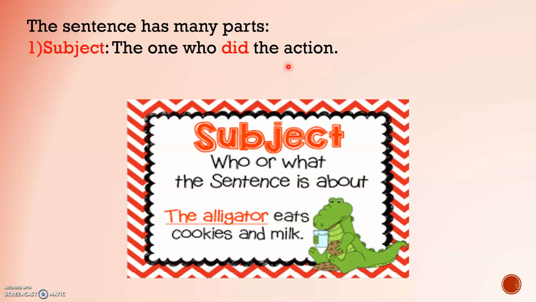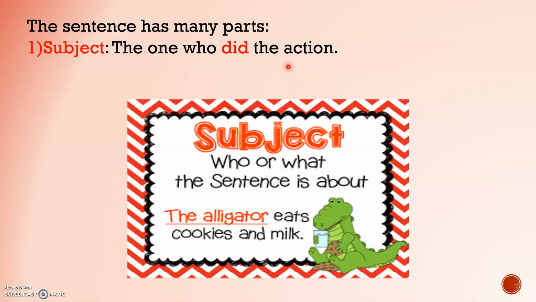For example, Sarah eats an apple every day, for example. If I ask you who eats an apple every day, the answer would be Sarah. So Sarah is the subject of the sentence. So when I ask you about the subject of the sentence, you need to use the question who to know the answer. When I ask you, for example, who did this, or what the sentence is about. So the first and the most important part in the sentence is the subject of the sentence.